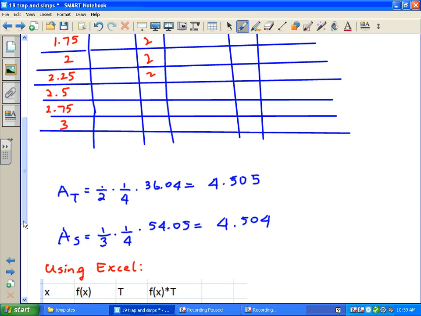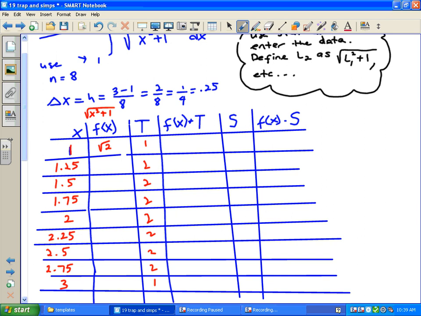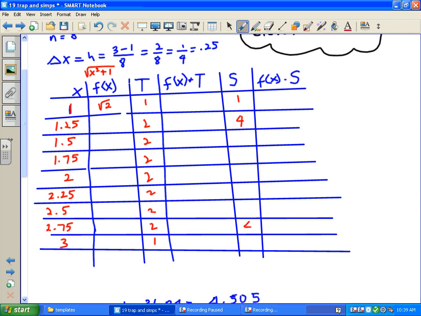And the last one will end with a 1. And while I'm at it, I'm going to put the Simpson's coefficients as well. Remember, those begin with a 1, 4, and they will end with a 4, 1. In the middle, you alternate 2's and 4's.